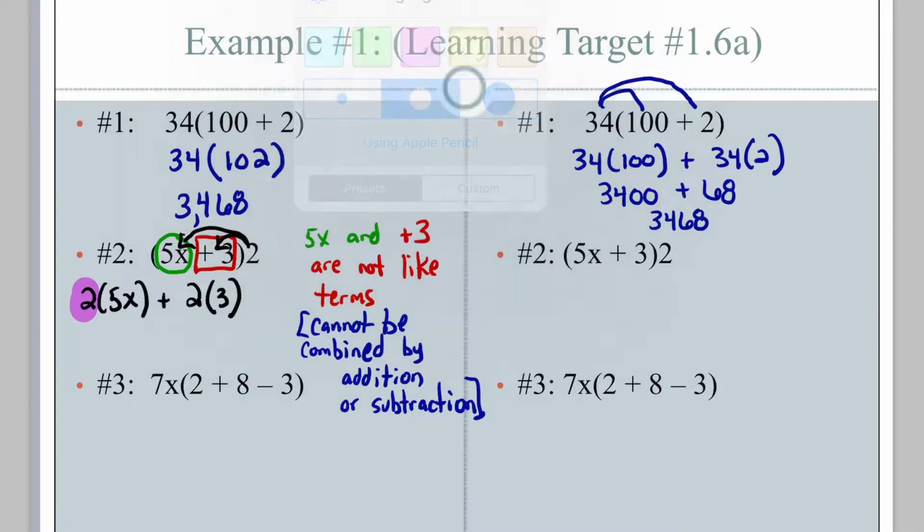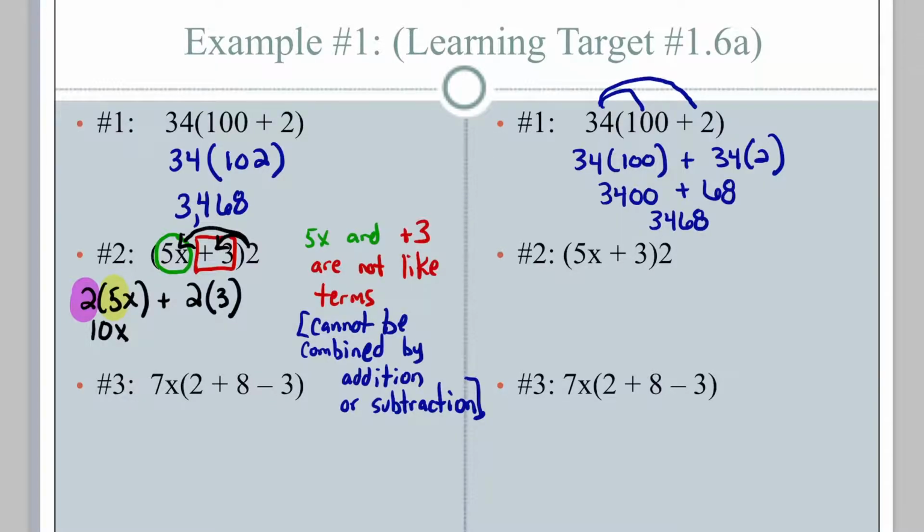by 5x, remember the 5 is our coefficient. All we are going to do is multiply the 2 by the coefficient. So 2 times 5 is 10, and then the x goes along for the ride.